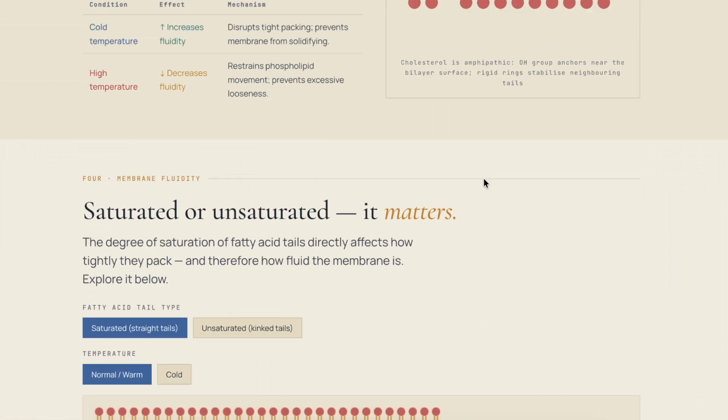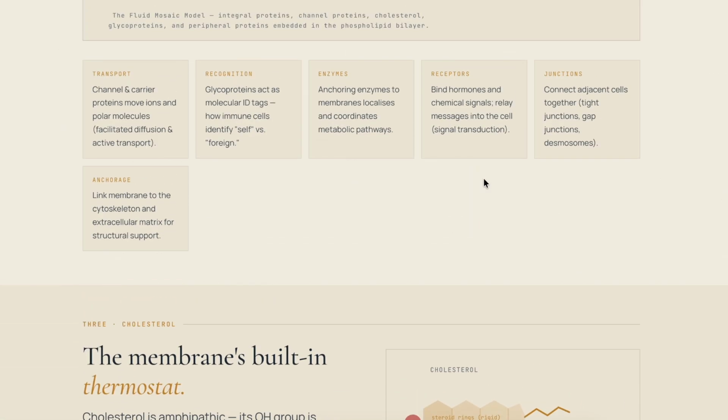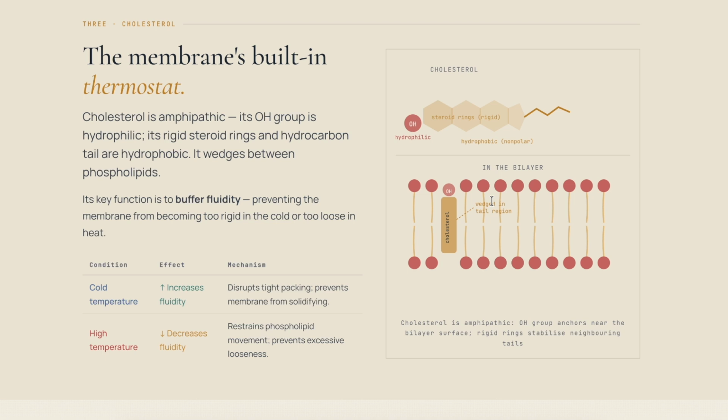Now, we'll skip back up and we'll just think about cholesterol. So one of the key takeaways here is that cholesterol will modulate the fluidity, or we could say it buffers the fluidity. But what that means is that it will increase fluidity or decrease fluidity, dependent upon the temperature. And this little table summarizes it really nicely.